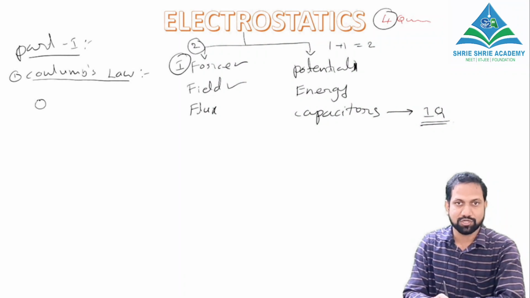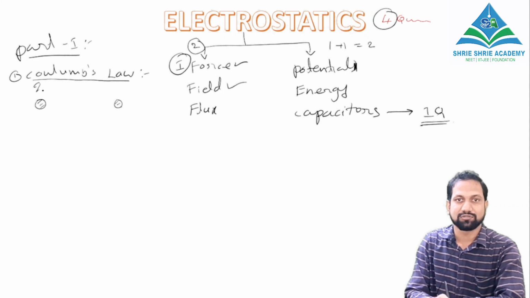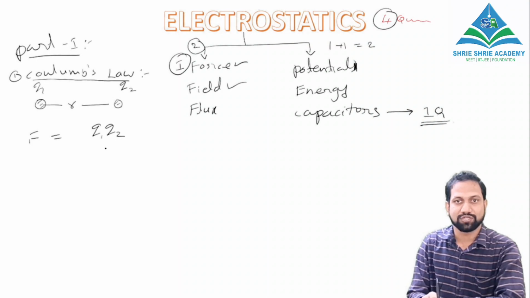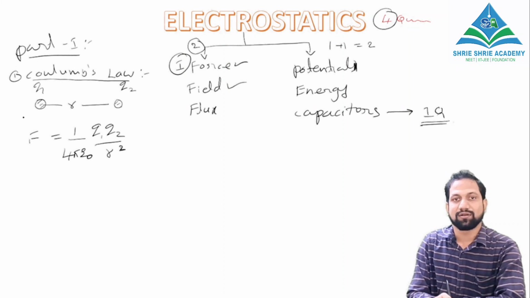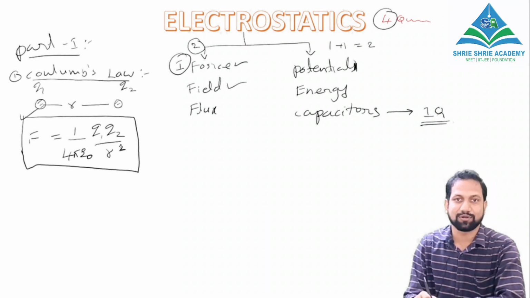If there are two charges of very small size, say Q1 and Q2, separated by a distance r meters, then the force of attraction or repulsion between them is directly proportional to the product of the two charges and inversely proportional to the square of the distance between them. As the proportionality constant, you will get 1 by 4 pi epsilon naught. And what is epsilon naught? That is the permittivity of free space. Based on this, you may get problems. We will discuss problems based on this, of course.